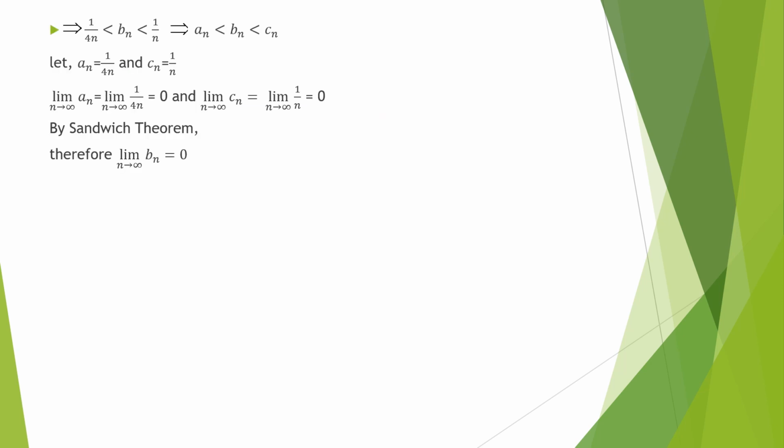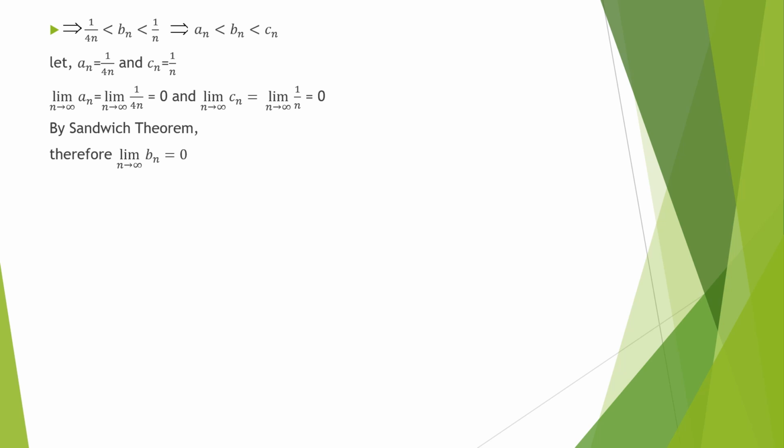This implies that 1/4n is less than Bn is less than 1/n, which implies that An is less than Bn is less than Cn. If we take An equal to 1/4n and Cn equal to 1/n, then the limit of An is equal to the limit of 1/4n, which is 0, and the limit of Cn as n tends to infinity is equal to the limit of 1/n as n tends to infinity, which is 0.